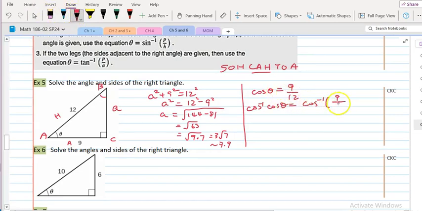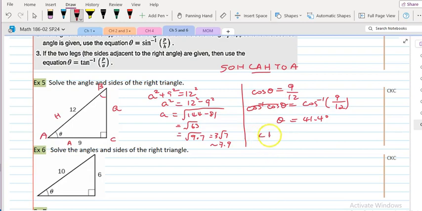Cosine inverse 9 over 12. So not cosine theta, it's theta, because they will cancel. Theta would equal cosine inverse 9 over 12. Put it in your calculator, make sure it's in degree mode, and then do second cosine, 9 over 12, that is equal to 41.4. So we solved angle A.